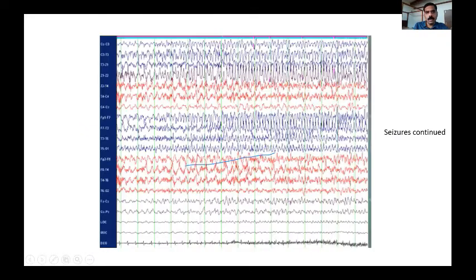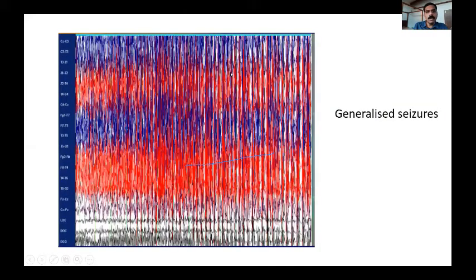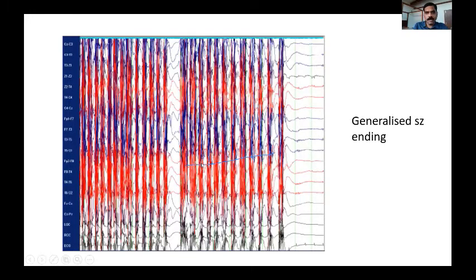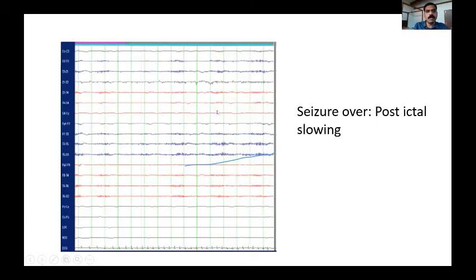Now it has spread to the opposite side also. Now it is getting generalized. And here you can see it has become a generalized seizure now. Then the seizure is ending, and as the seizure ends, you get a post-ictal slowing activity. Here we had a child who had left temporal onset seizure with secondary generalization, and that led to this post-ictal slowing.